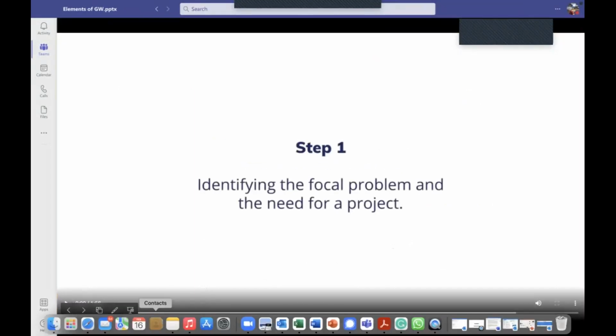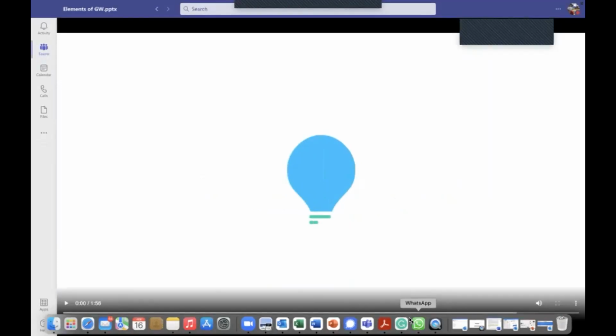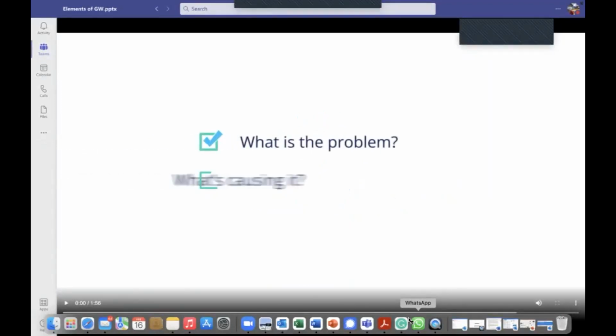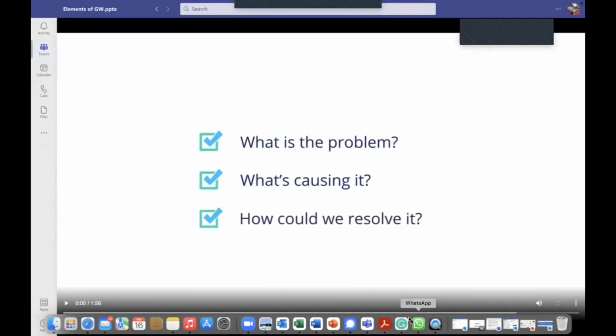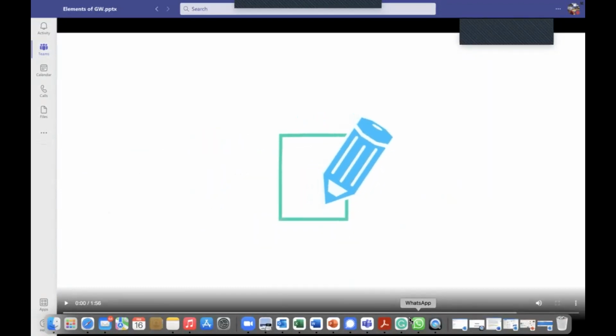The first of our 7-step M&E plan is identifying the problem and the need for a project. Before we begin to conceptualize a project, it is essential to understand the underlying problem in the community of interest and explore what's causing it. What interventions could solve it, and how long the intervention would need to last for it to be effective. The project will thus be designed accordingly.